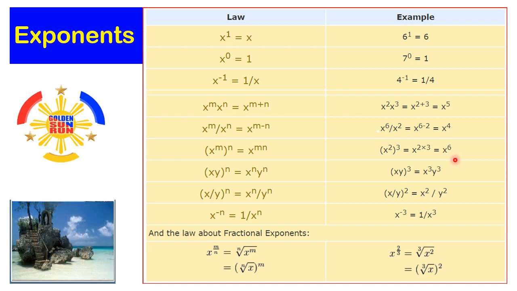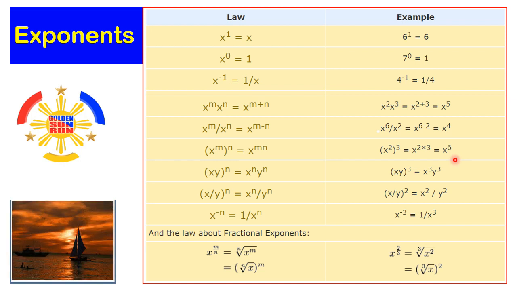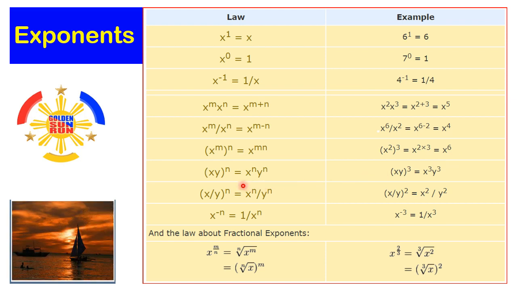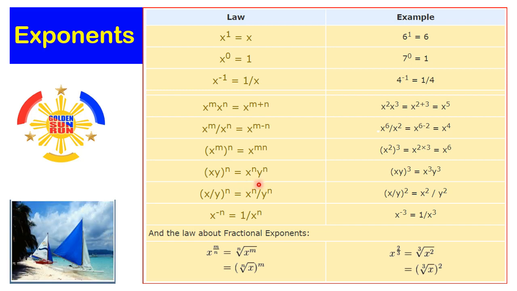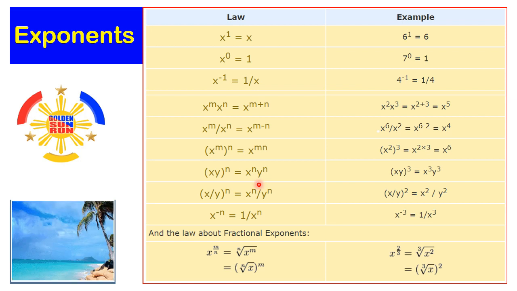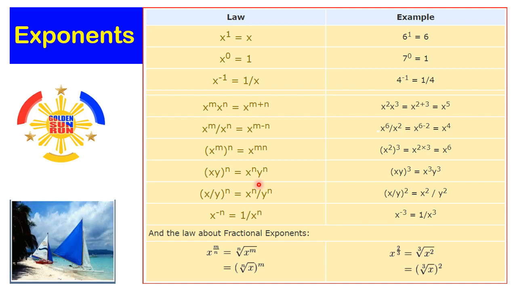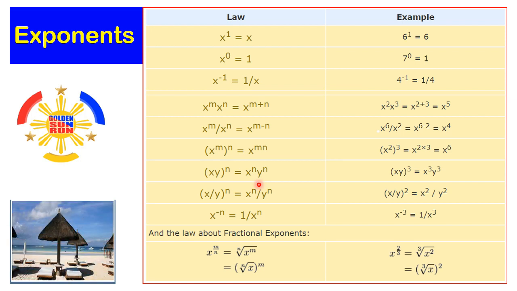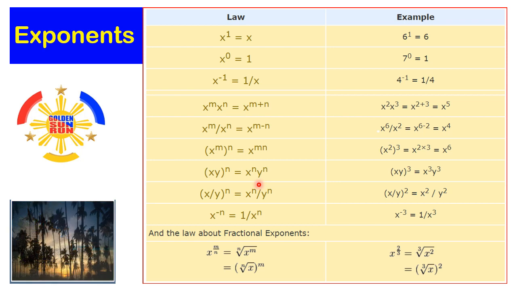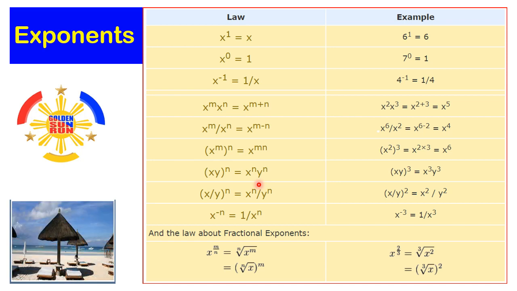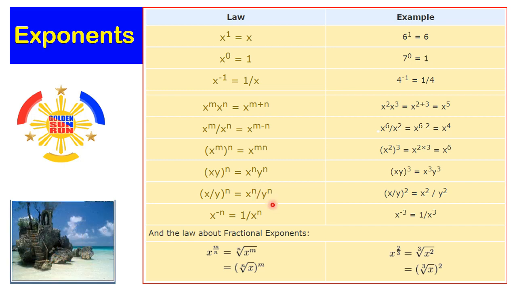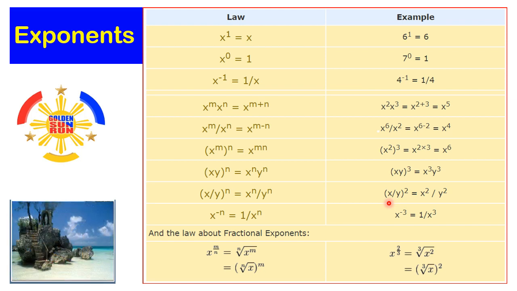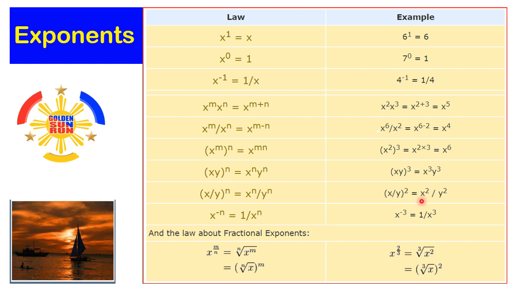Next, xy raised to the n, the distributive law, is equal to x to the n times y to the n. The quantity xy raised to cube is equal to x cube y cube. We just distribute the exponents. Next, the quantity x over y raised to the n is equal to x to the n over y to the n. Example, the quantity x over y squared is equal to x squared over y squared.